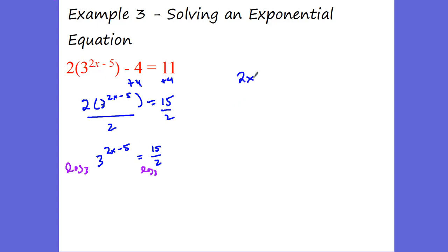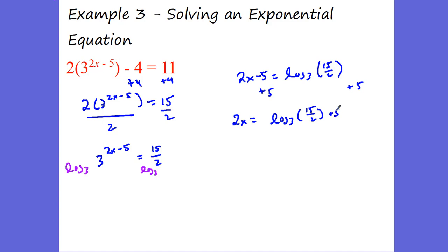So we have 2x minus 5 equals log base 3 of 15 halves. So now we're going to add 5 to both sides. So again, I'm just taking it step by step. 2x equals log base 3 of 15 halves plus 5.